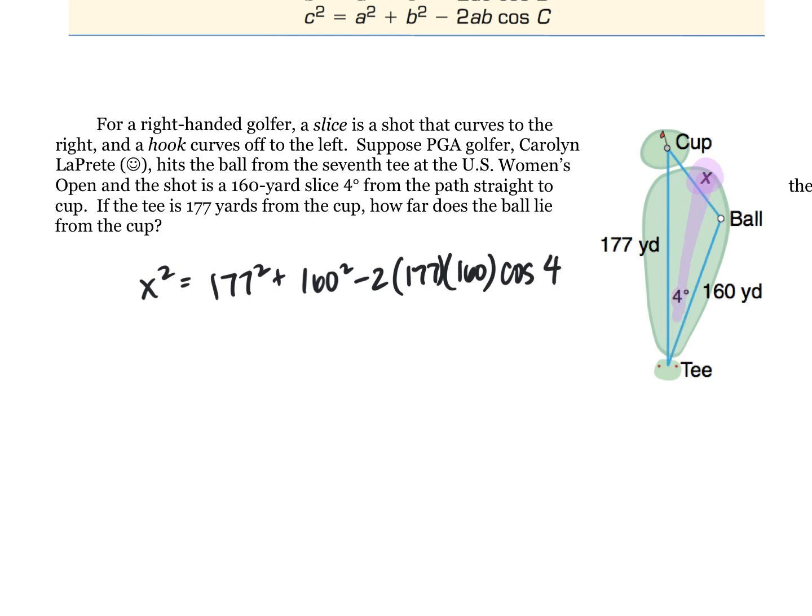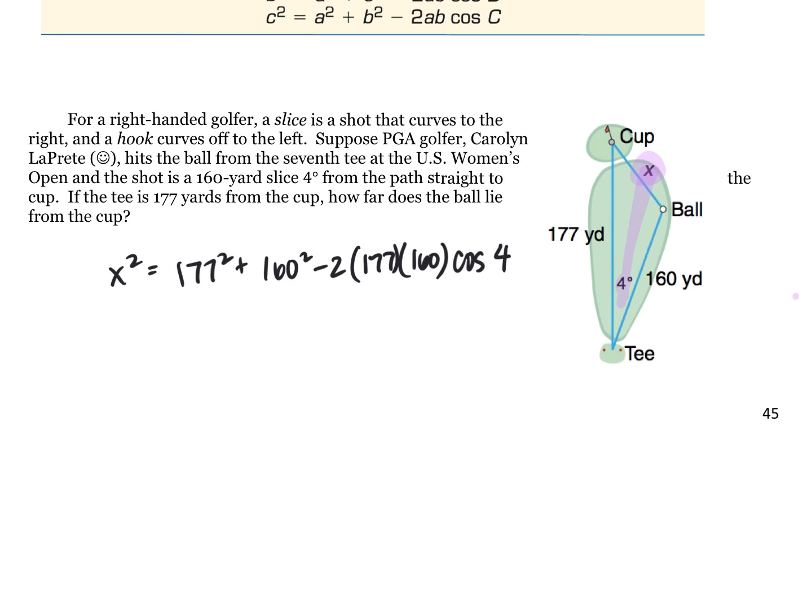We're going to type all that in my calculator. That's a lot. 177 squared and 160 squared, minus 2 times those numbers, and then the cosine of 4. Whoa. What'd y'all get? Exactly. Very good. He's saying 426.97 is what he got as x squared. And then he might have done that all in one step, which I'm totally fine with. We do need the square root of that value. 20.7 yards.